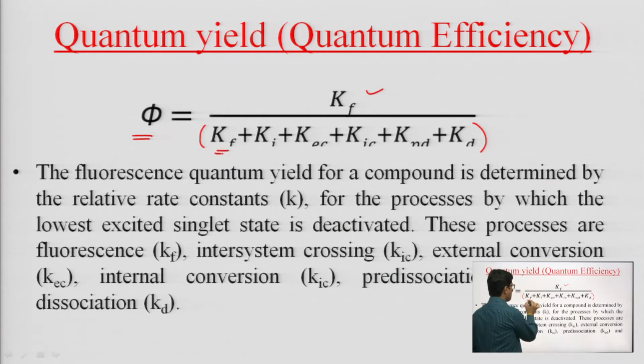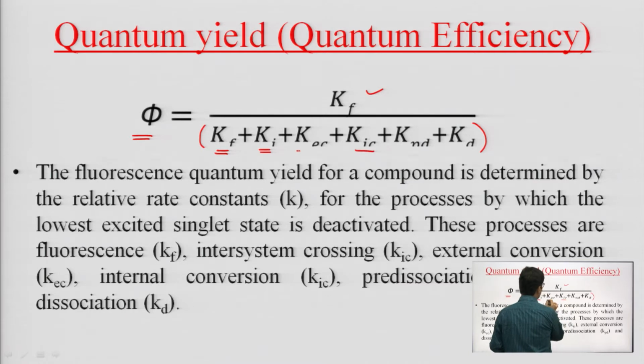Here Kf is the fluorescence rate constant, Ki is the rate constant of internal conversion, there is also external conversion, Kpd for pre-dissociation, and Kd is the dissociation. So in the numerator you have Kf, the rate constant of fluorescence, and in the denominator you have a combination of all other rate constants that may be involved. Whatever radiationless or radiation phenomena you are observing for deactivation, that rate constant you can include in the equation and calculate the quantum efficiency.